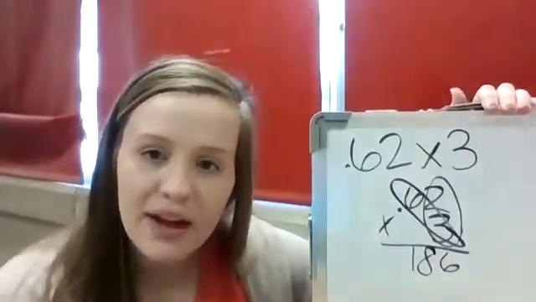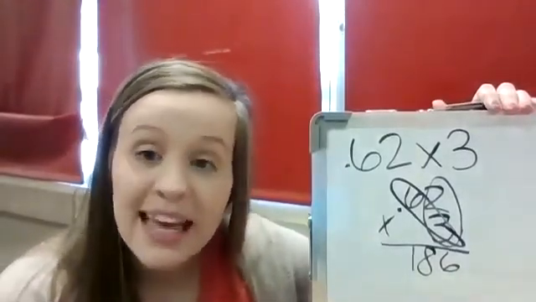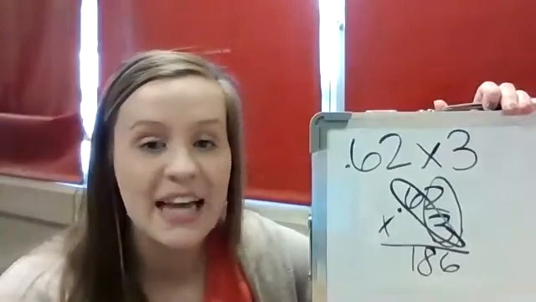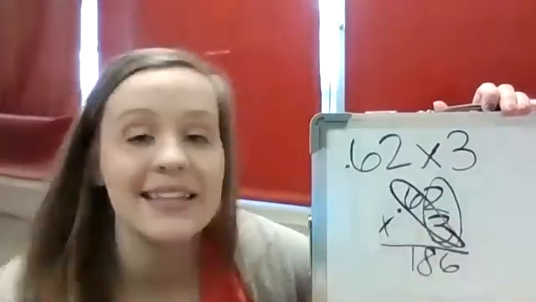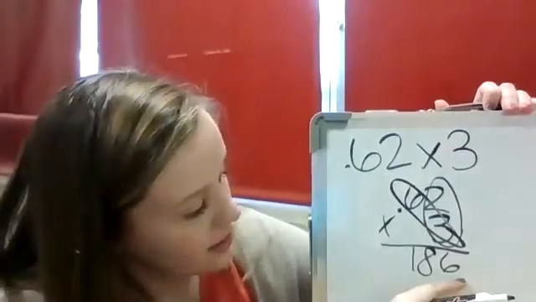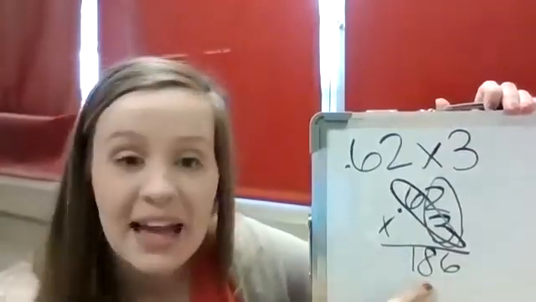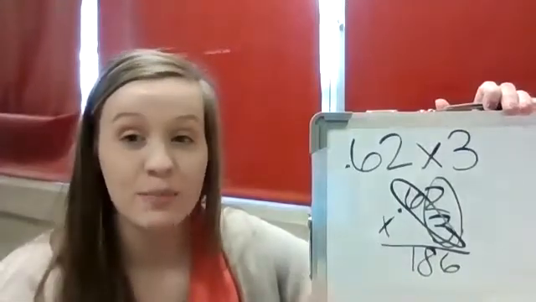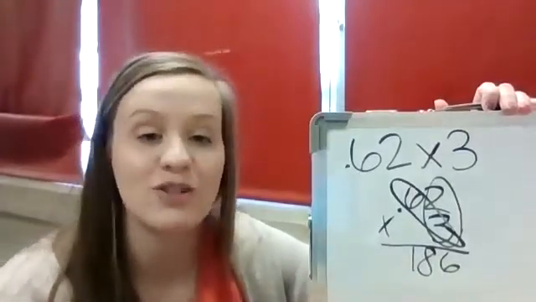Now, how do I figure out where that decimal goes? Guess what, guys? You just count how many digits are behind the decimal, and you count how many digits starting from the right, and you put the decimal there. That may have sounded a little confusing. I don't think I worded it the best, so let's try that again.